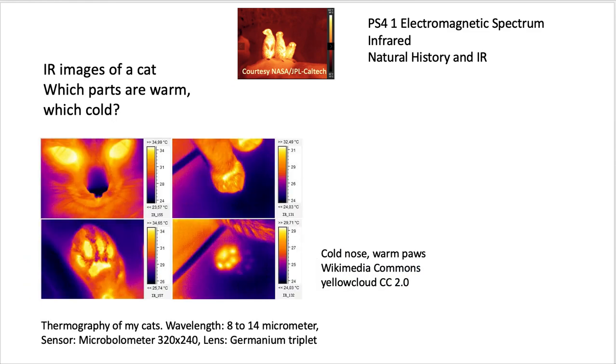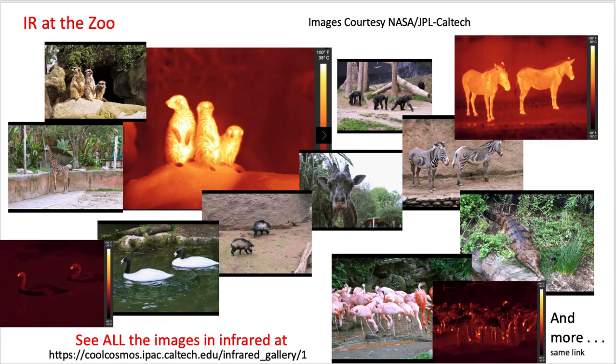And here, infrared images of a cat: which parts are warm, which parts are cold. Are they to be expected? And in a similar vein here, looking at lots of different animals: meerkat, zebra, flamingos, and other animals. And there's a link to see many, many more infrared images of the animals.